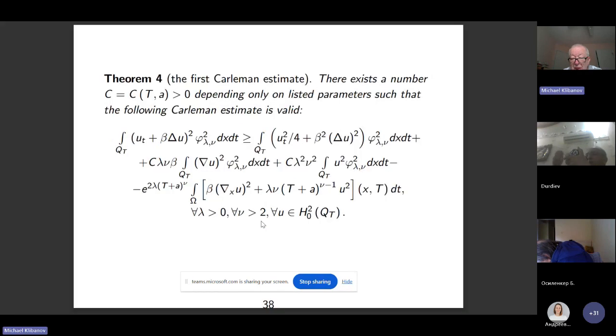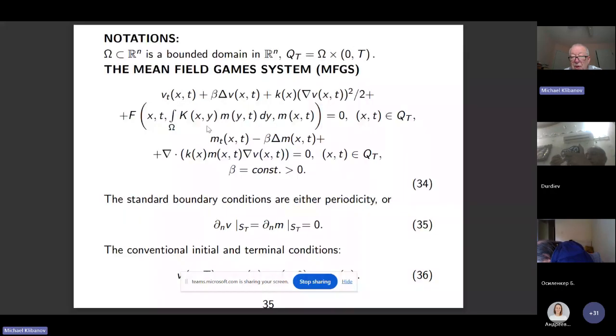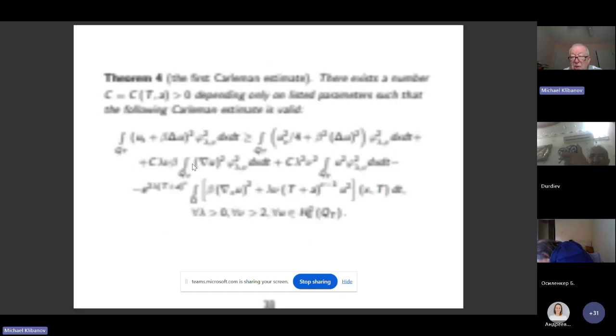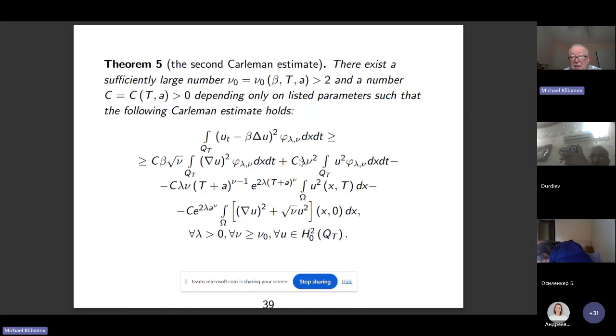So what is interesting is that exactly the same Carleman weight function must work for both operators, plus and minus. Otherwise, this is not good. This Carleman function does not work for your system. So the first Carleman estimate is this. Again, lambda and nu are large parameters. And the second Carleman estimate is for minus. So first is for time running down, and this for time running up.